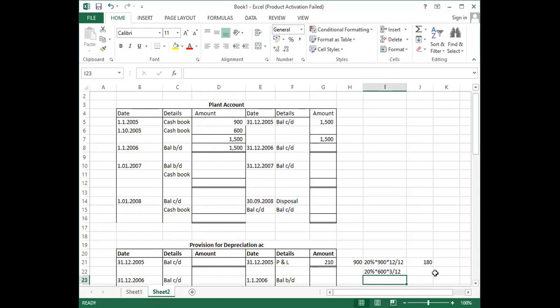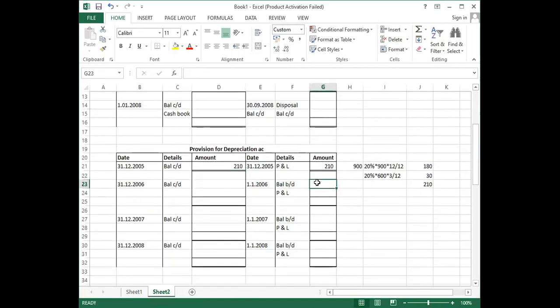Getting 30? Yes, 30, right? So that total will be 210, and it is the amount that we put there. And that will be the balance carried down, and it will be our opening balance on 1st January 2006. Do you see that?